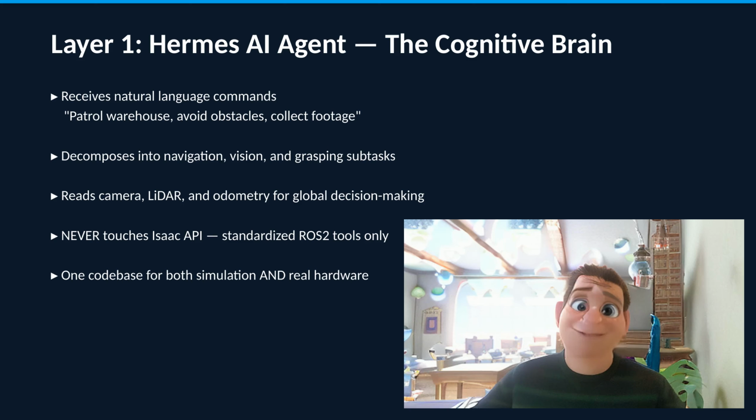Layer 1 is Hermes, the cognitive brain. It receives natural language commands like patrol the warehouse, avoid obstacles, collect footage. It decomposes these into navigation, vision, and grasping subtasks. Hermes reads simulated camera, LiDAR, and odometry for global decision-making. Critically, it never touches the Isaac API directly. It only uses standardized ROS2 tools. One codebase works for both simulation and real hardware.